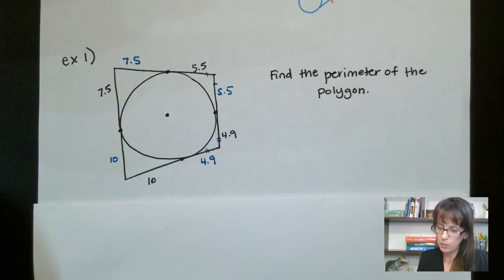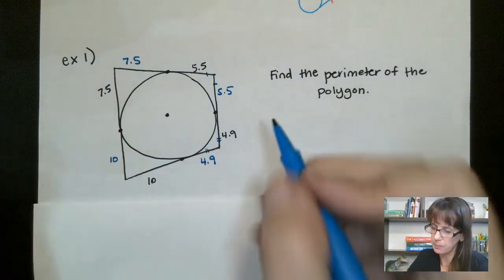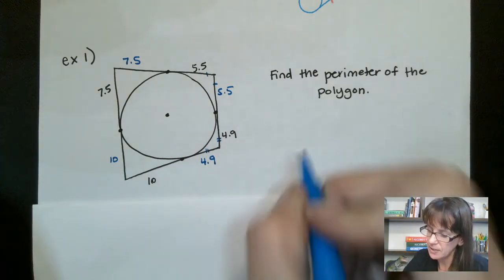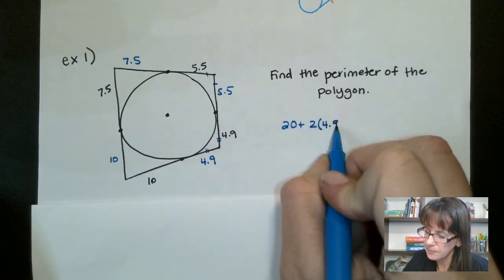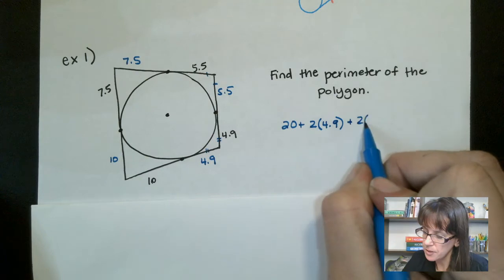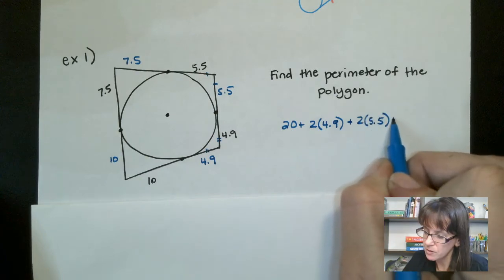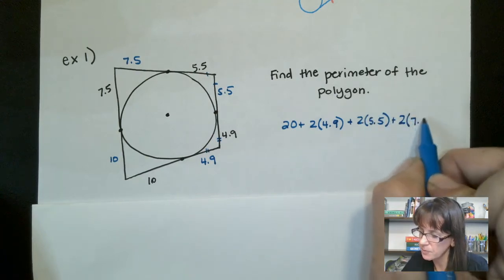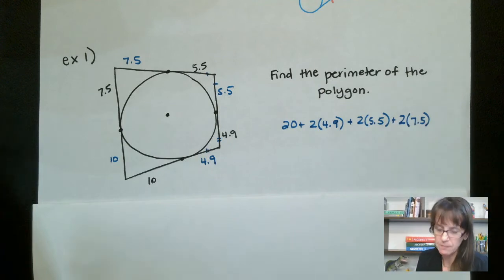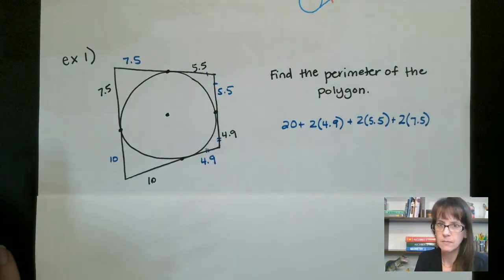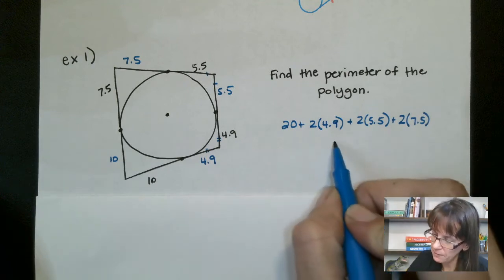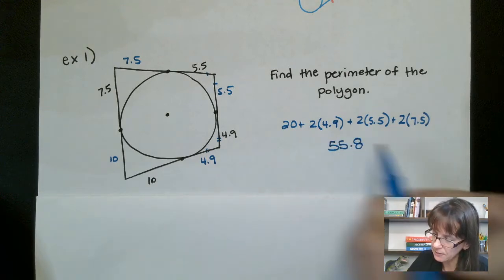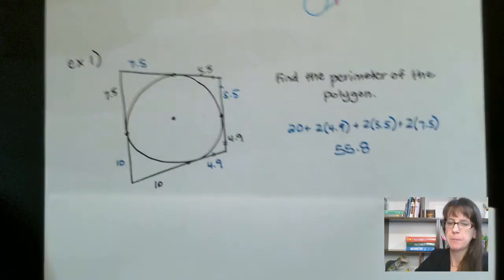All right, so when we go to add all of that information up, we say 10 plus 10 is 20, plus 2 times 4.9, plus 2 times 5.5, plus 2 times 7.5. We add all of that up and we end up with 55.8. All right, let's try another example here.